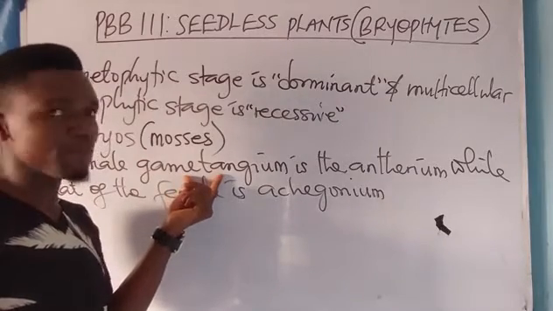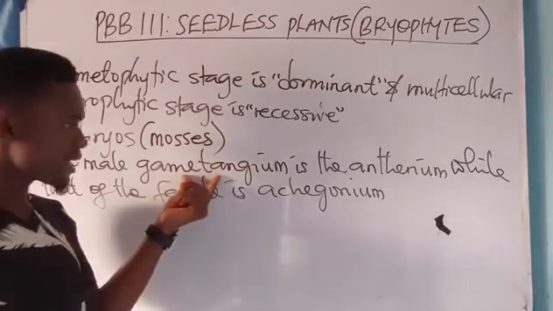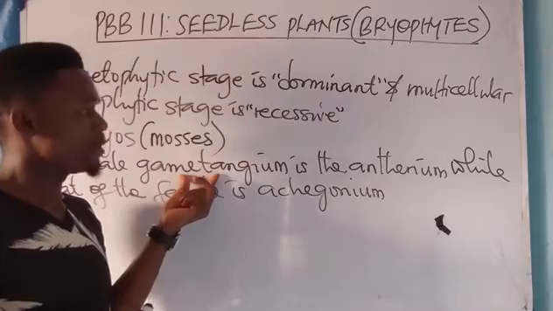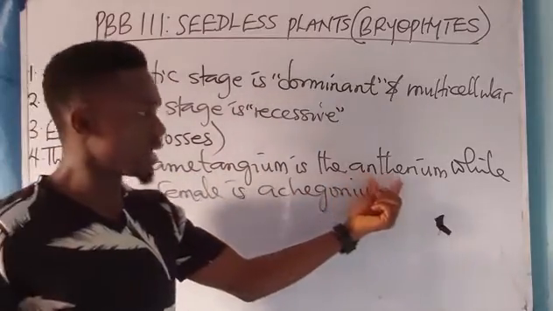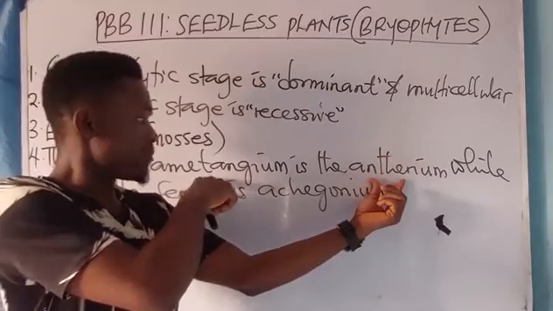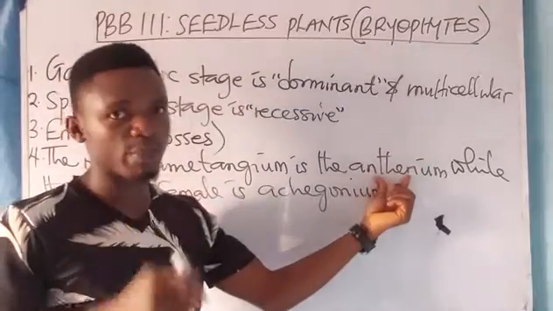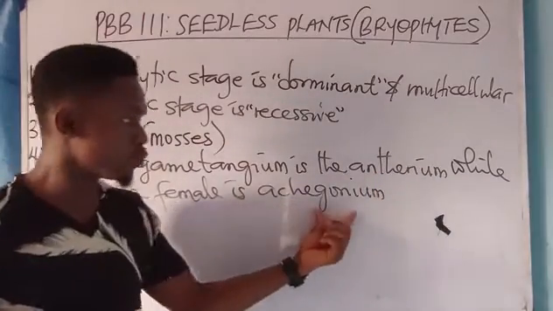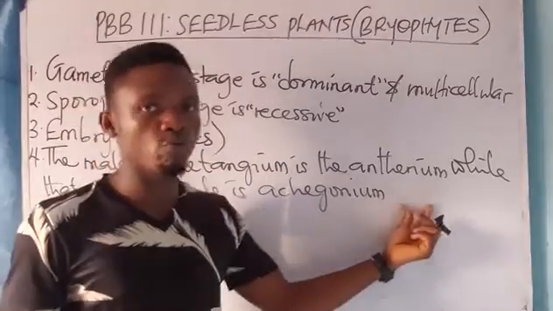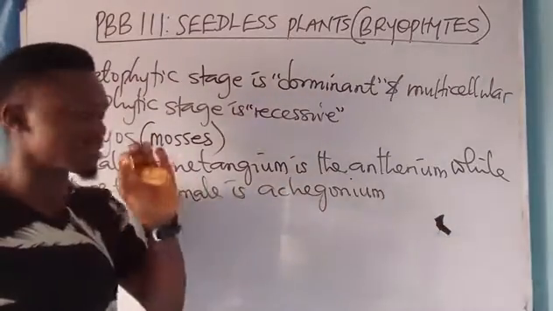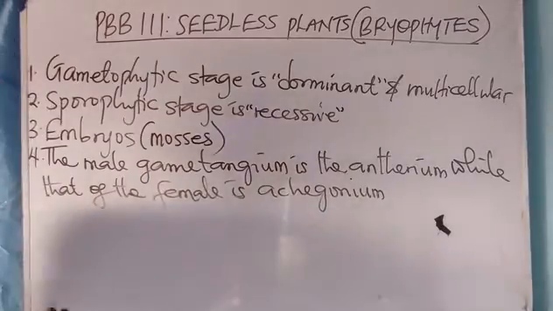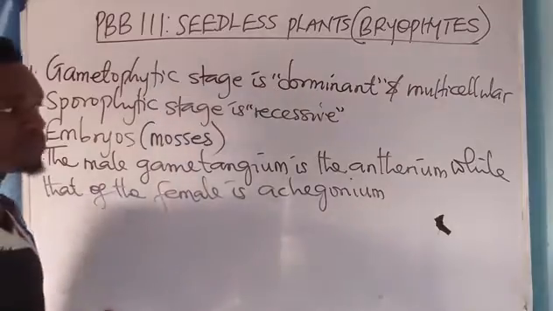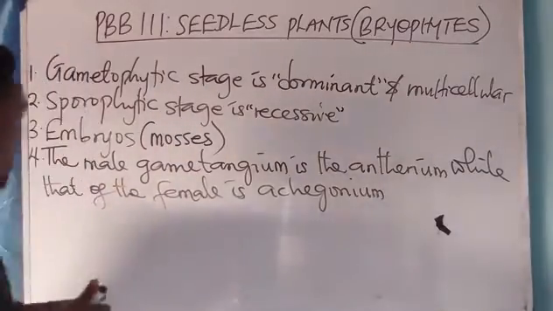Gametangium is a gamete producing organ, which means that this gametangium has the ability to produce gametes. So it produces the sperm or the gametes, while that of the female, the archegonium, produces the egg or ovum. So gametangium is a gamete producing organ, which means that archegonium and antheridium are the female and male reproductive organs respectively.